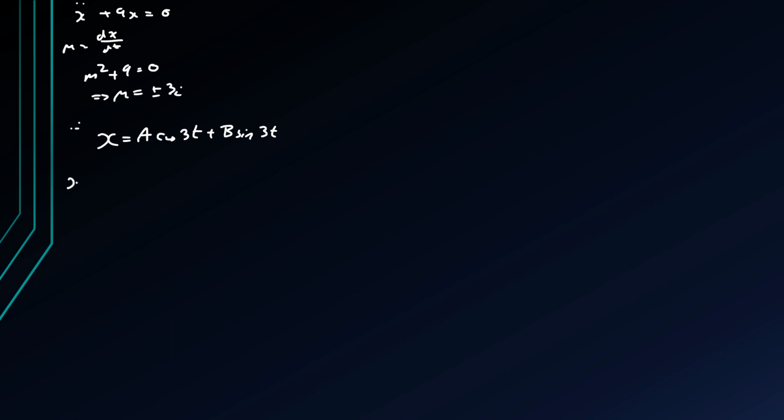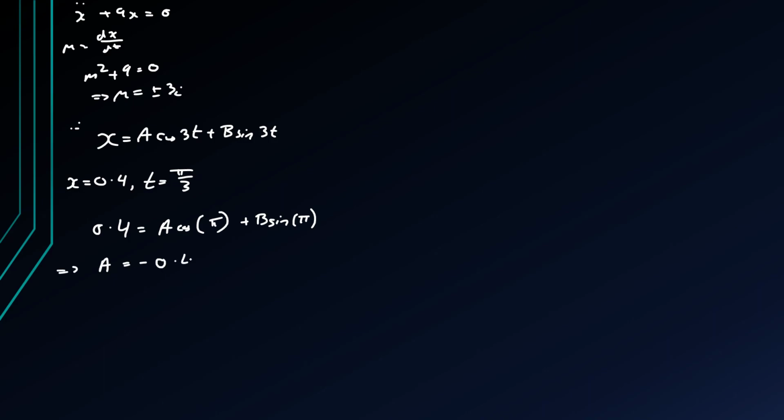So the first thing we're told is that x is 0.4, and this occurs at t is pi on 3. So 0.4 is a cos, well, 3 pi on 3 is just pi, plus b sine of pi. Now, sine of pi is 0, cosine of pi is negative 1, and so from this we can deduce that a is negative 0.4. So I actually should check. So just solve the differential equation. So that's going to be our first bit.